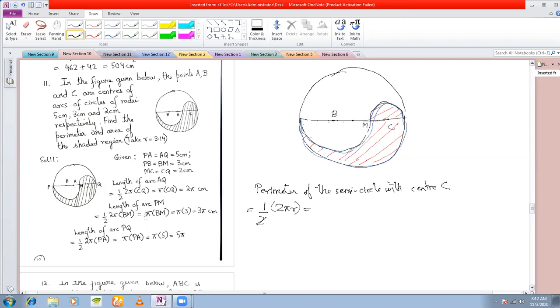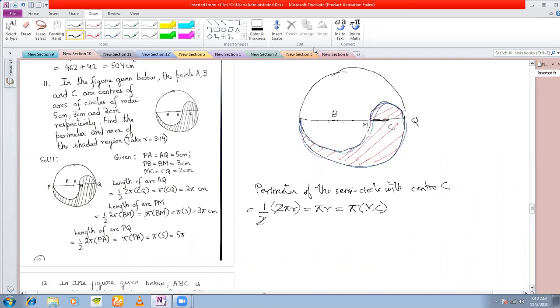Okay, so this is nothing but pi r. But the question is, what is the radius here? The radius here is this part, cm. Or if you call this point Q, you can also say CQ is the radius. So either you can write MC or CQ, both are the radii. So let me write MC here.